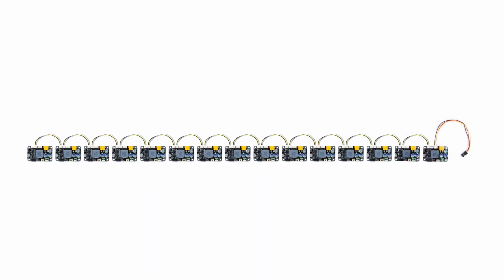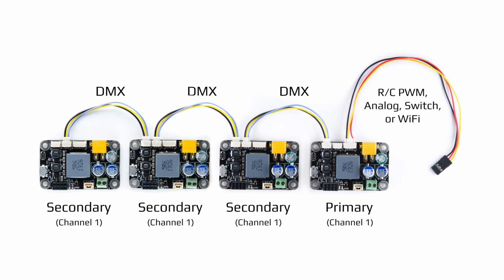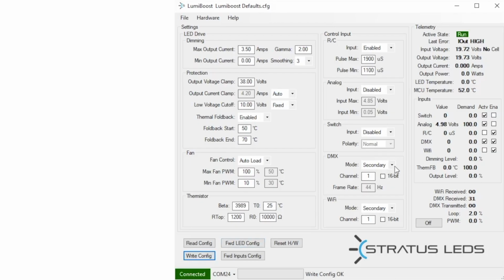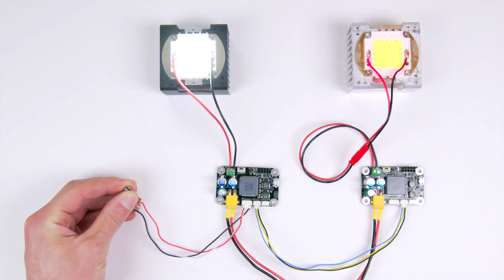The second way to use the DMX port is for synchronizing multiple Lumiboosts in a daisy-chained array. The first Lumiboost in the chain can use any other dimming signal input type other than DMX. Just set its DMX mode to primary, and it will read the input signal, convert it into a single DMX channel, and forward that onto the rest of the Lumiboosts.